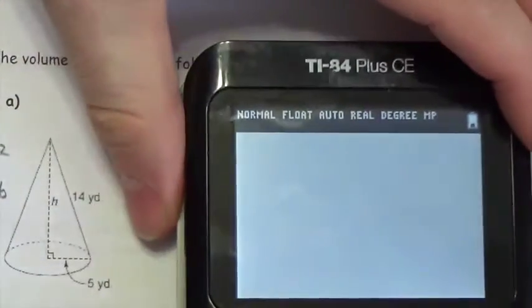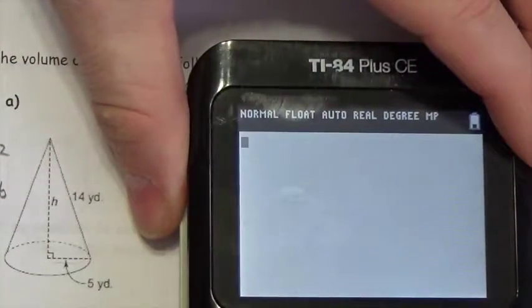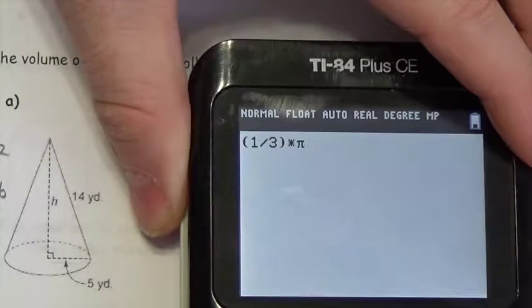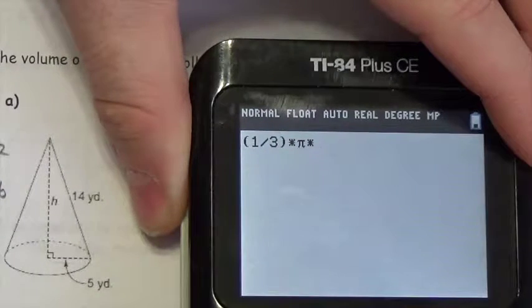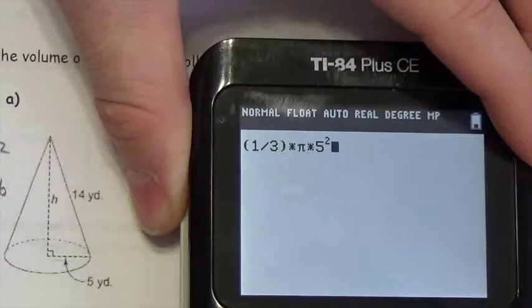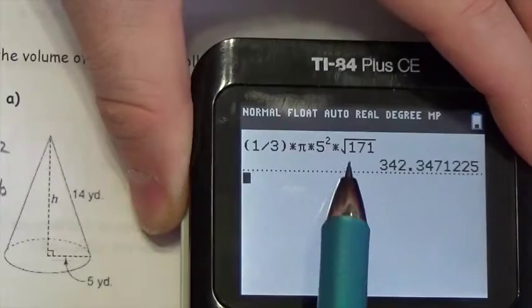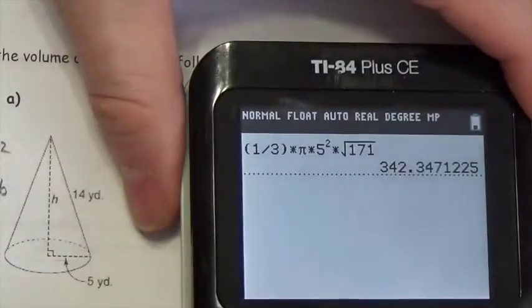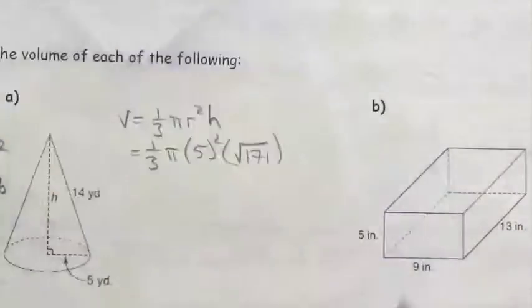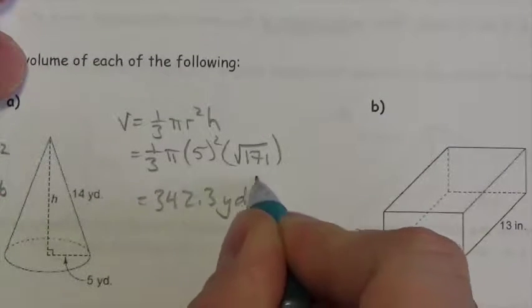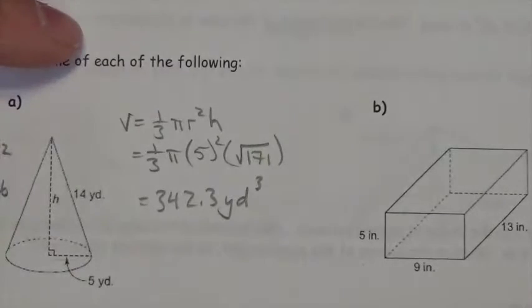So this will become 1 divided by 3 times pi, 1/3 pi, r squared, so times 5 squared. I mean, I could have just put 25 there, but anyway, times the square root of 171. Press enter, and there we go. So let's say to the nearest tenth, we got 342.3. 342.3 yards cubed now, because we're in cubic units.